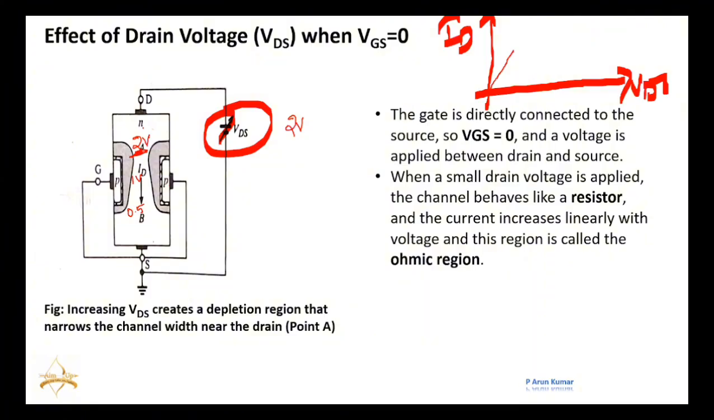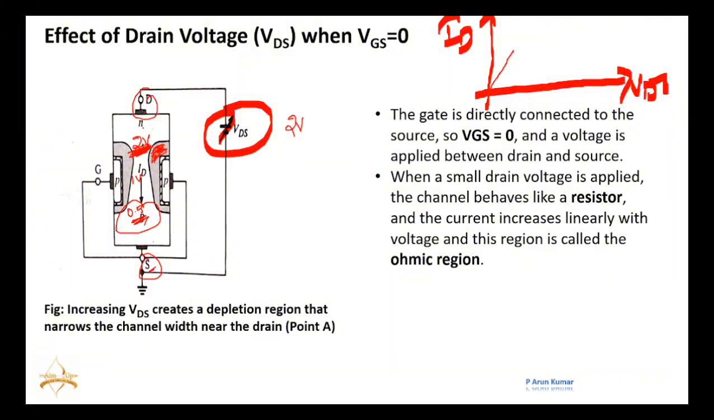If I give it in this way, then what happens? The maximum voltage will be at the drain side and the minimum voltage will be at the source side, right? It means maximum reverse voltage is at the drain side. Minimum reverse voltage is at the source side. So wherever the highest reverse voltage is, the depletion region will go on increasing.